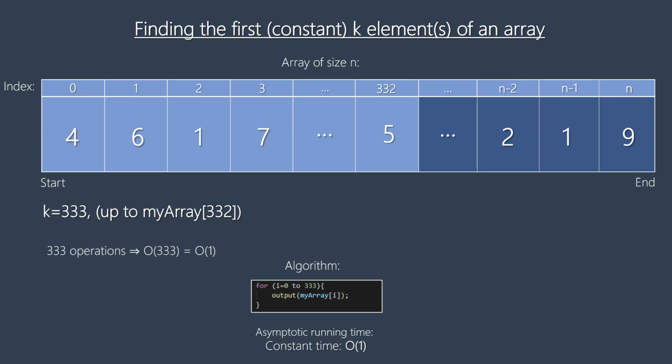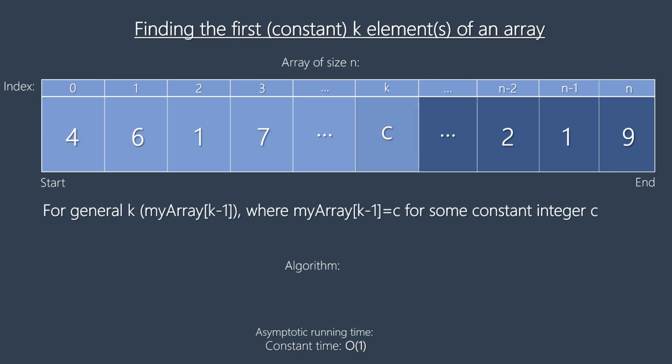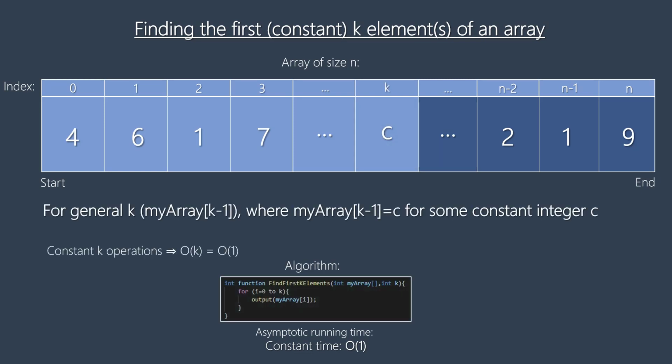constant time algorithm. This same logic applies to any size of k, but for a general value of k we'll have to perform k lookups and k elementary operations, which will give an upper bound for the running time of this algorithm of a constant positive integer k. Hence, we're left with a constant asymptotic running time.